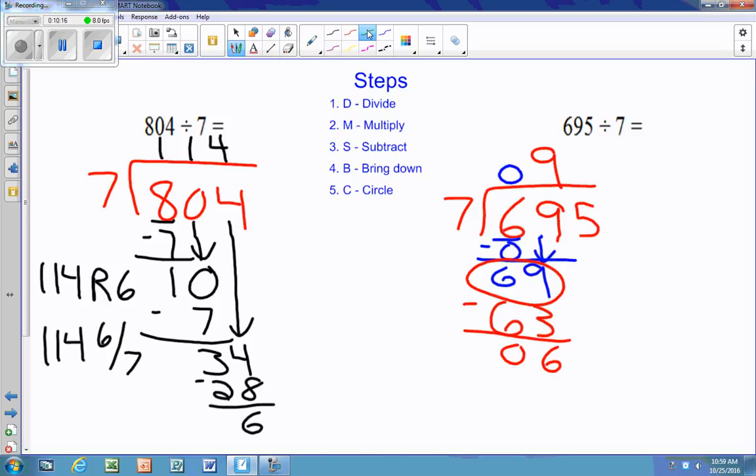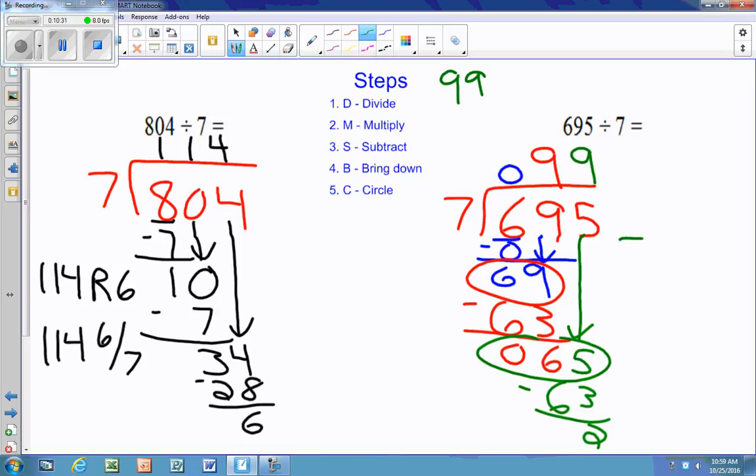There is another number that we need to bring down. How many times can 7 go into 65? 9 times. 9 times 7 is 63. And we end up with 2. There's nothing to bring down, so our answer is 99 remainder 2, or 99 and 2/7. And that is how we divide.